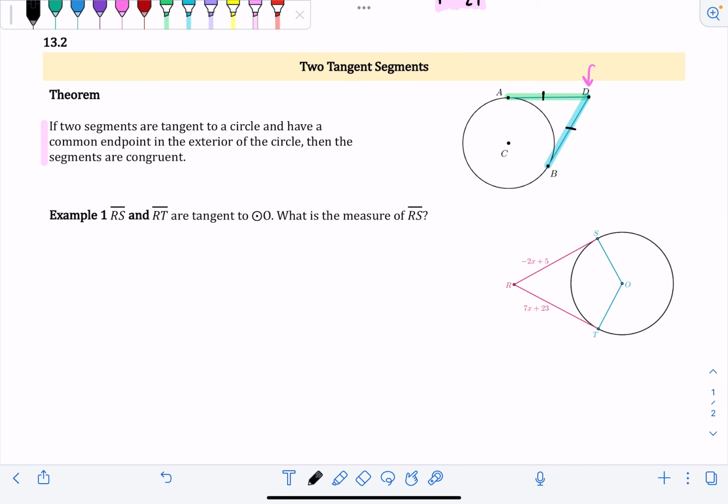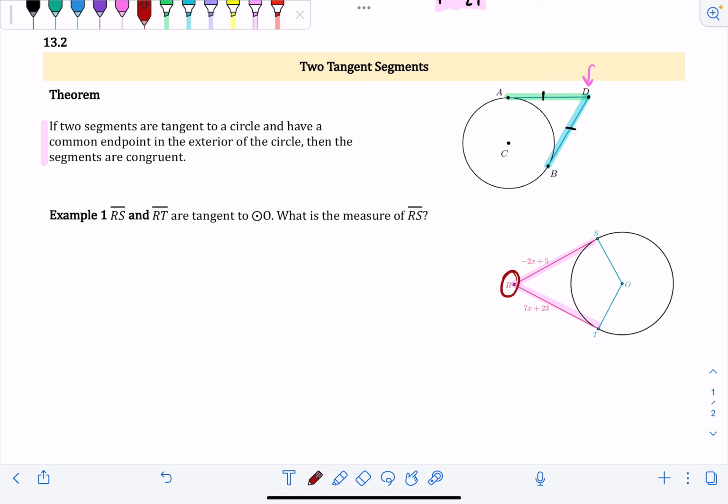Okay, so example 1: segment RS and segment RT are tangent to circle O. What is the measure of RS? So we're given that RS, which is this segment right here, is tangent to that circle, and then so is RT, which is this segment right here. And they have that common endpoint on the outside of the circle at point R.